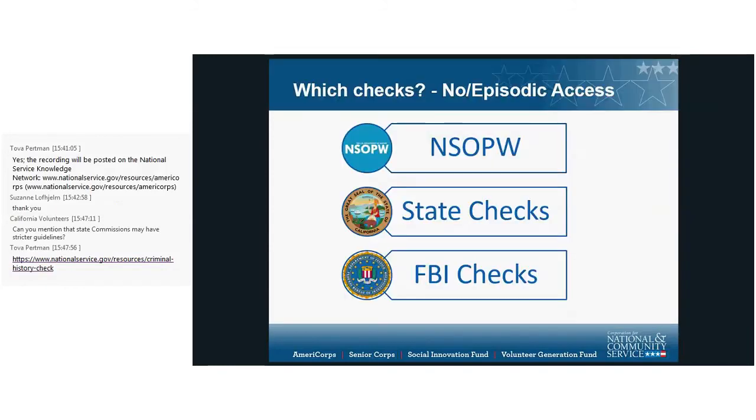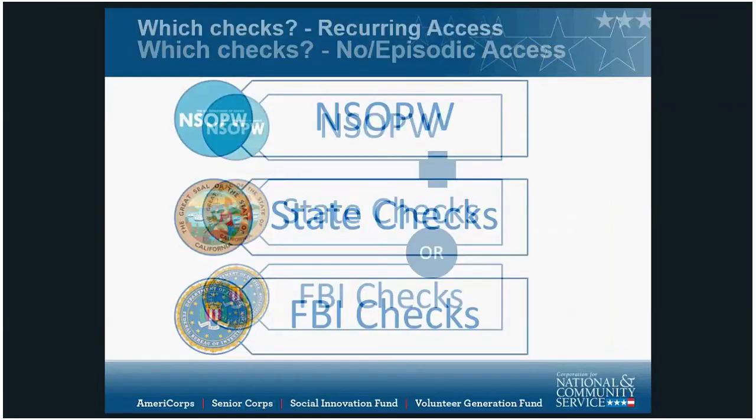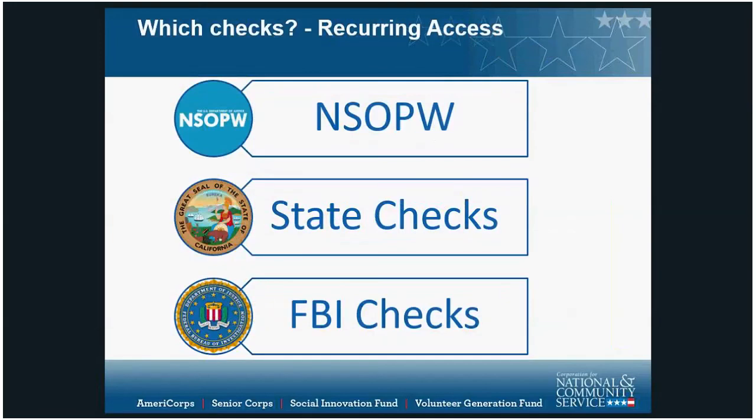So again, one quick review. If your covered individual has no or episodic access to vulnerable populations, it's required to get an NSOPW, and then they have an option of getting your state or FBI check. If they do have recurring access to vulnerable populations, they need to get all three: the NSOPW, state, and FBI.